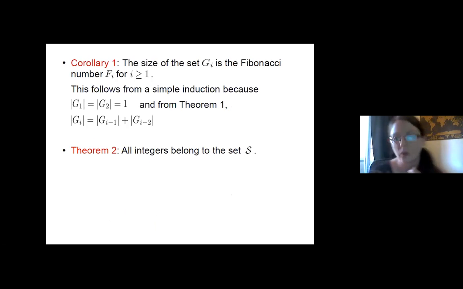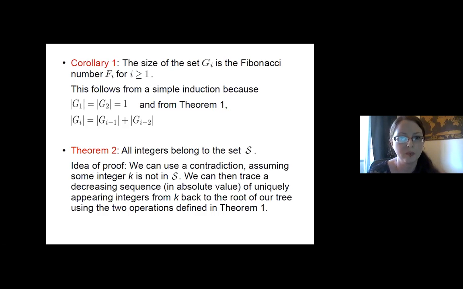It's also interesting to note that all integers also belong to the set S. So we can think of this set S generated by these rules as partitioning the set of integers, positive and negative integers, into our sets GI. And it's a simple proof. We can basically just use a straightforward contradiction. If we start by assuming some integer k is not in the set, we can trace a set of operations backwards through the tree such that the numbers decrease in absolute value, and we can make our way all the way back to the root given any k. So by contradiction, we can prove that the set S does indeed contain all integers.